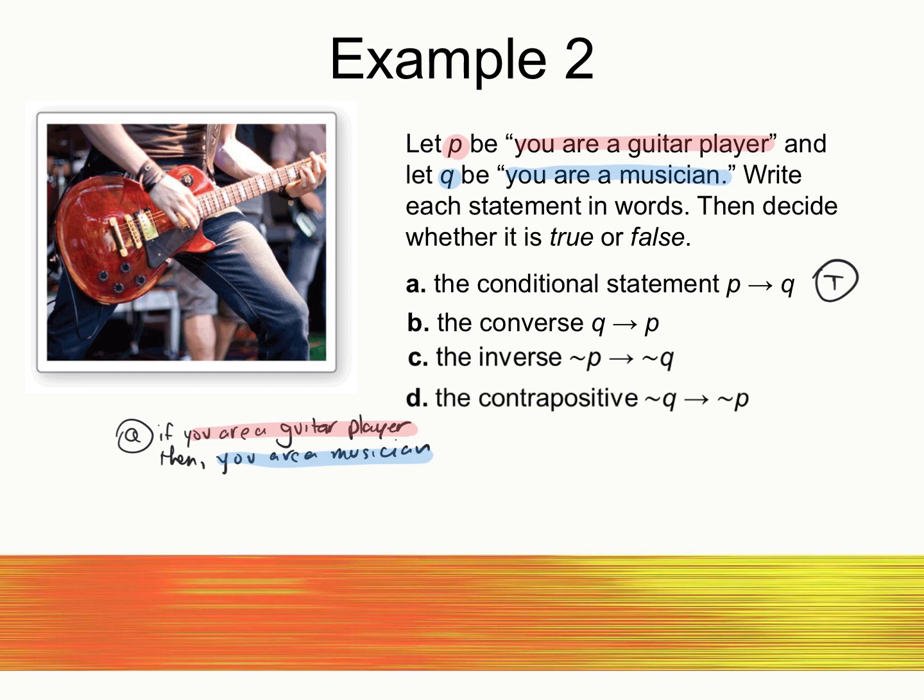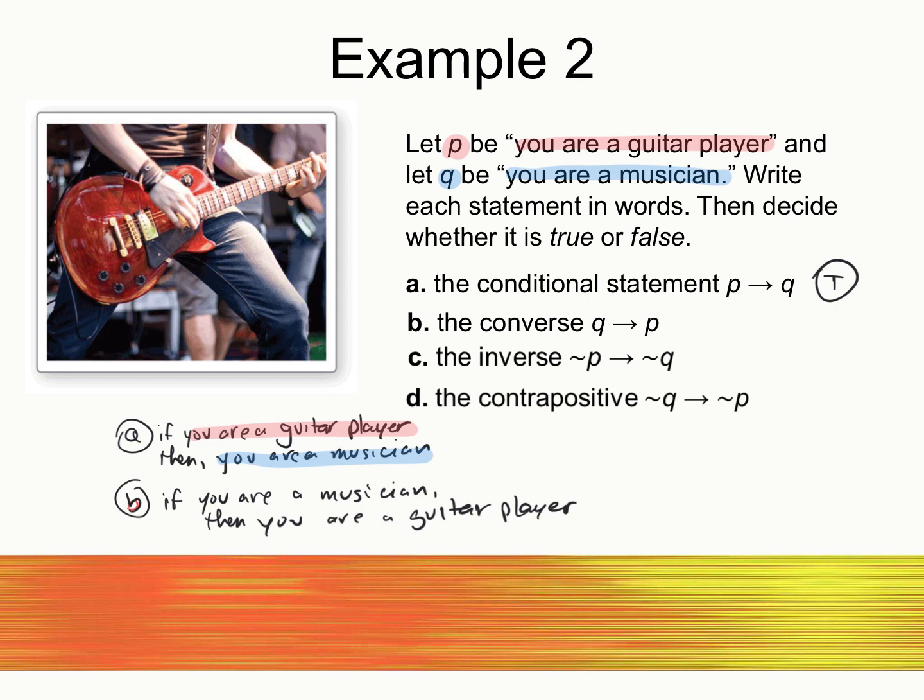So that one's A. When you go to B, they want you to write the converse of it. In other words, if Q, then P. So here we would write, if you are a musician, that's the Q part, then you are a guitar player, because that's the P part. And so again, what happened was we swapped our places. Our P became our Q, and our Q became our P, right?